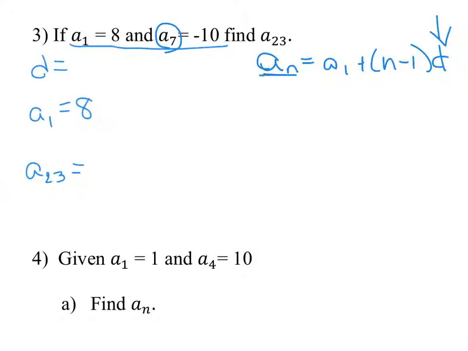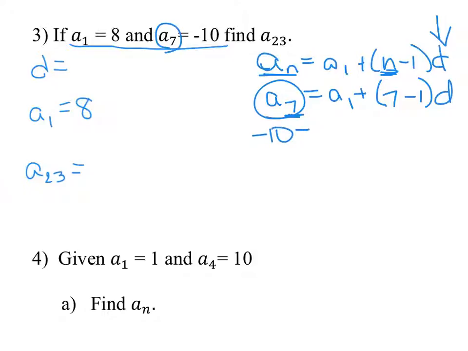So a sub n is going to be our a sub 7. A sub 1 is a sub 1. N, remember this number and this number always match. That should be 7. It's just big this time. It's not a subscript. And that's D. So let's plug in. This is like our Y. A sub 7 is negative 10. 8. What is that? 60. And we solve the equation.